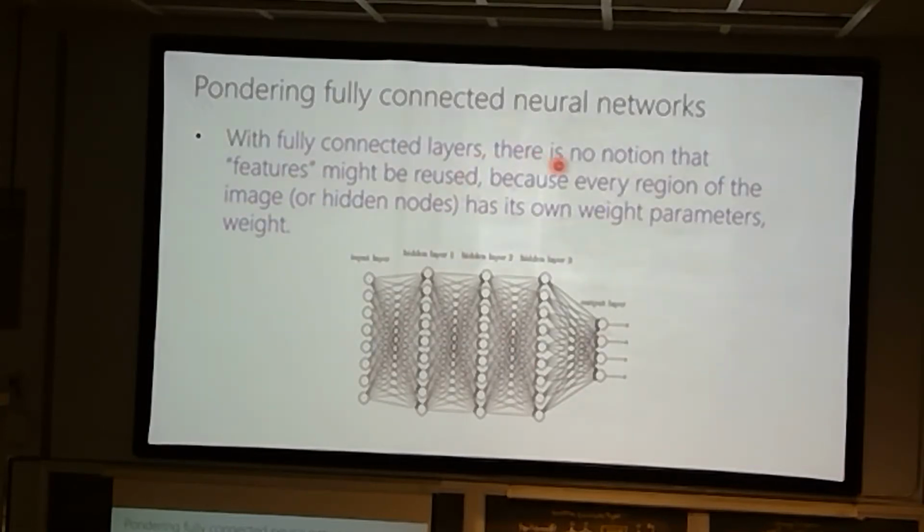So with fully connected layers, there's no notion that a feature is reused. Imagine this is an image here, then these are just computing each of different features. But if you had an image of a cat, it's not like I'm looking for edges in different places and reusing that. It's just that everything has its own weight parameter. There's no weight sharing at all.